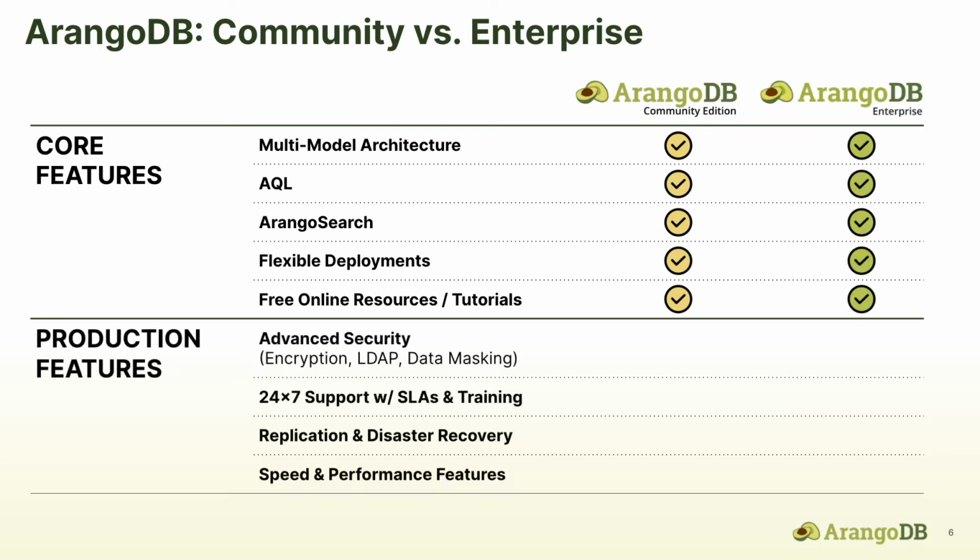Now, these production features include advanced security, encryption, LDAP, and data masking, 24/7 support with SLAs and training, replication and disaster recovery capabilities, and also our unique speed and performance features meant for environments scaling both vertically and horizontally. These production features are only available within our Enterprise Edition. And over the next few slides, I'll focus on these enterprise exclusive production features for you.